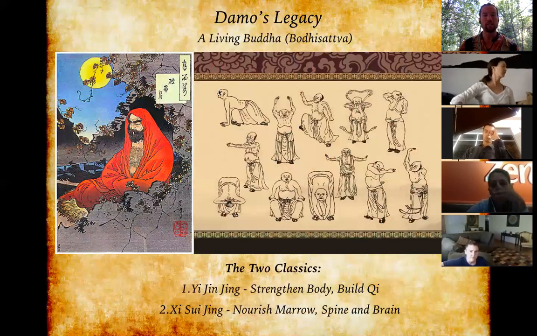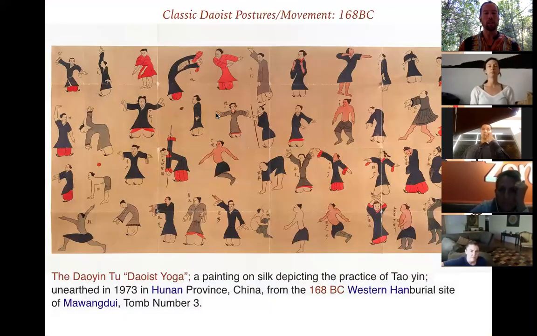This picture here, this is the oldest painting, from 168 BC, called Daoyin, which you guys know means leading and guiding, okay? And inside of this, this is where a lot of the Qigong forms have come from. So it's so important to share that so you can feel the history behind it. And it wasn't until 1973 that this was really unearthed and brought back into the forefront.